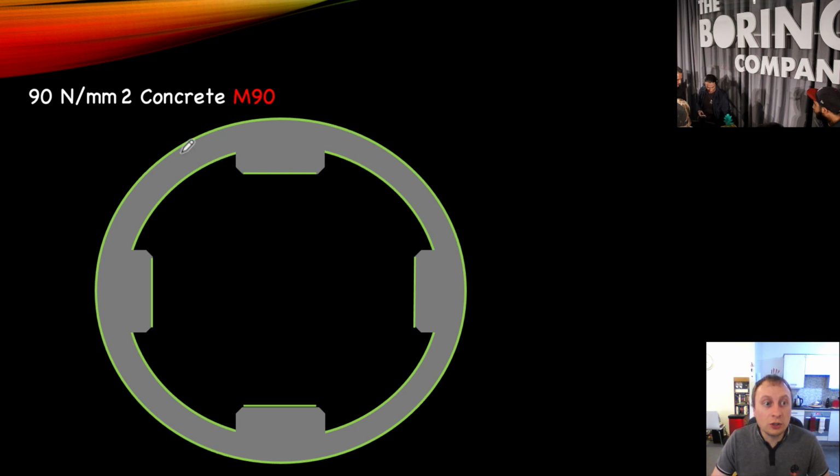To make this work, you'd need concrete of 90 millimeter squared, M90 concrete, possibly higher than that. I've never seen M90 concrete used. The nearest to that I've ever used was a good 2 or 3 levels below that. So it's possible to make it stronger than that. I don't know what the drawbacks are exactly of continuing to increase the strength in the way that they do that, but it's possible and it can be done.